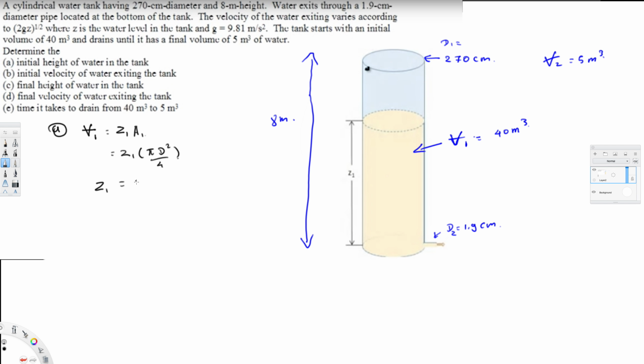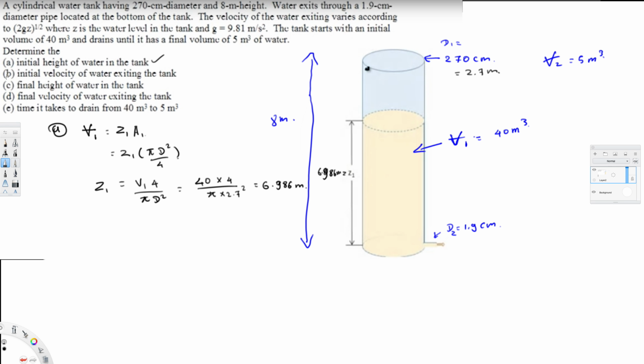I can rearrange this equation: Z1 equals V1 times 4 over pi D squared. That is equal to V1, which is 40, times 4 over pi, and this is in centimeters, so we have to convert to meters. That's going to be 2.7 meter, so it's multiplied by 2.7 squared. If you calculate this value, it gives us 6.986 meter. So we have this Z1, 6.986 meter, and that is the answer for the first question.